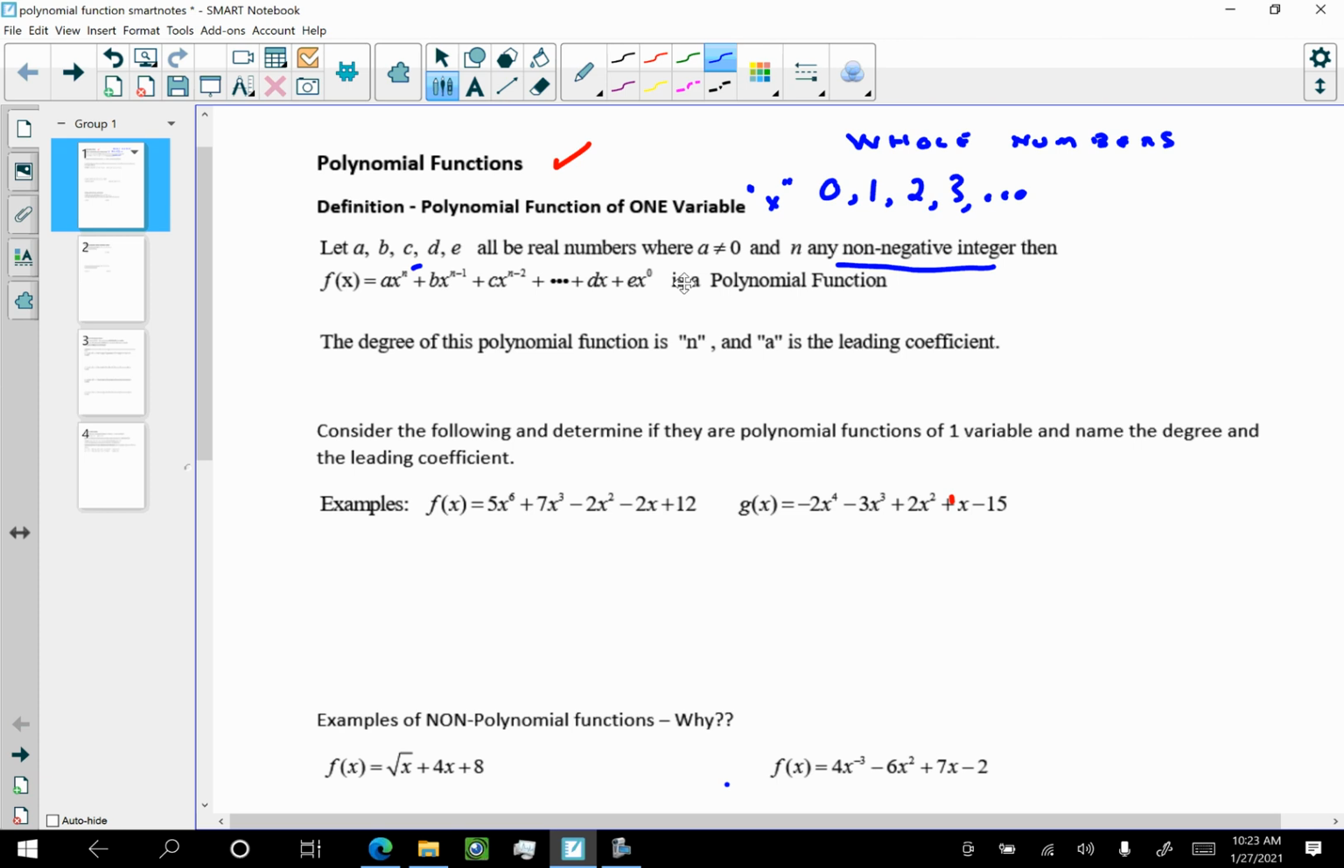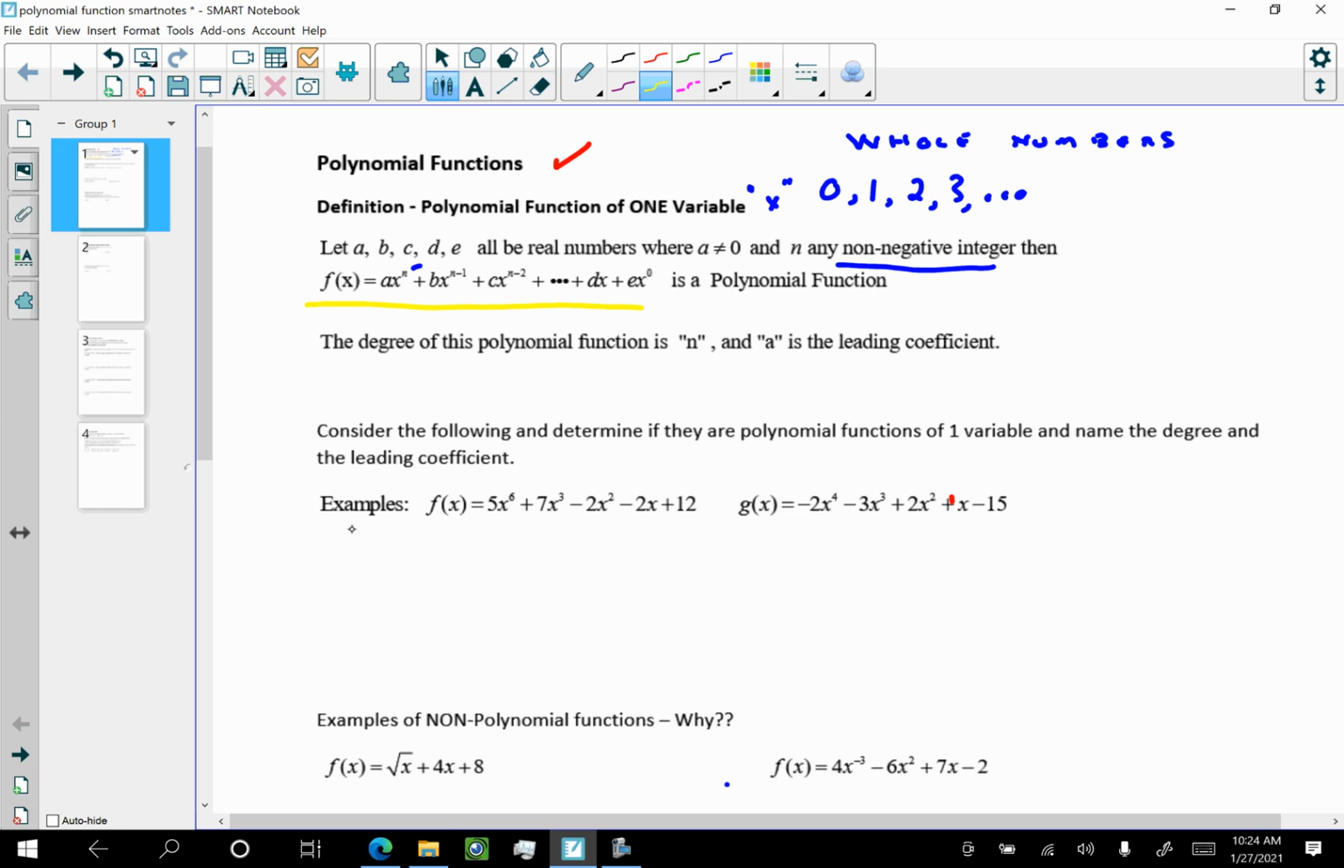Okay? So let's just get into some examples and not get all bogged down in this seemingly difficult definition when it really isn't. Looks kind of funky, but we have to give you the real mathematical definition. The degree of this polynomial, we already talked about: n.